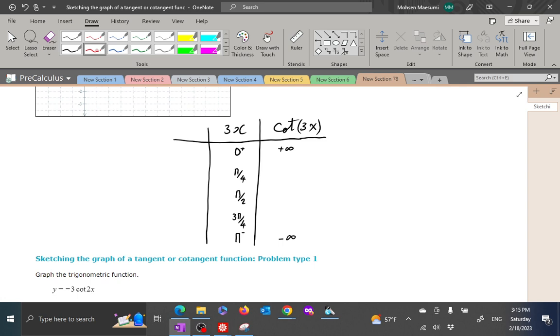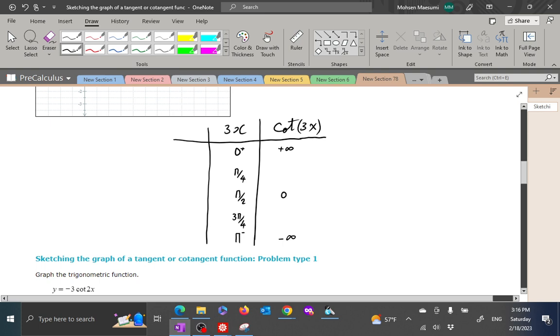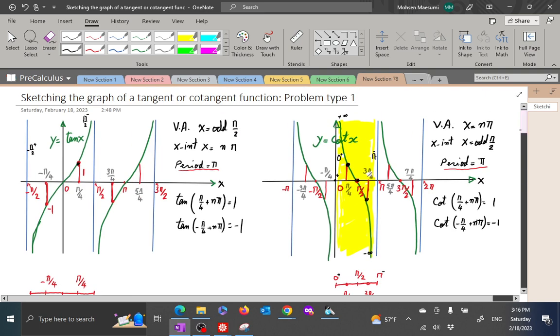Okay. At pi over 2, that's our crossover point. So that is just 0. This is going to be 1, and this is going to be minus 1. So 1 and minus 1 here are referring to the cotangent: the first, cotangent of pi over 2, is 1, and the cotangent of 3 pi over 4 is going to be minus 1.